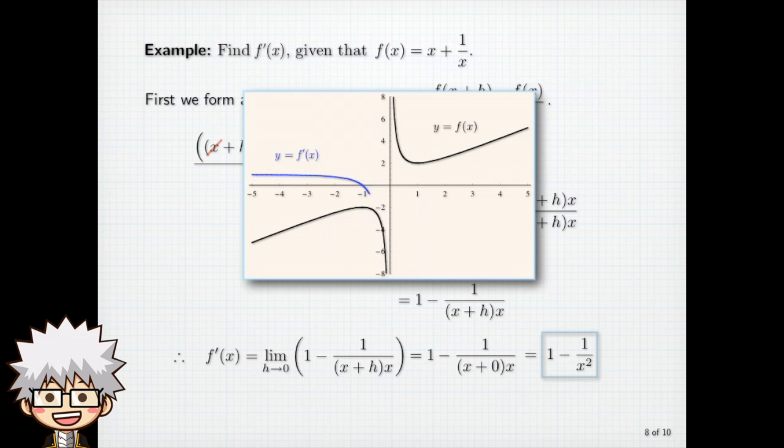And notice how this corresponds to the graph of f prime, changing from positive to negative at x equals minus 1. Also, the graph of f has negative slope between 0 and 1, and positive slope to the right of 1, and the graph of the derivative for positive x looks like this.